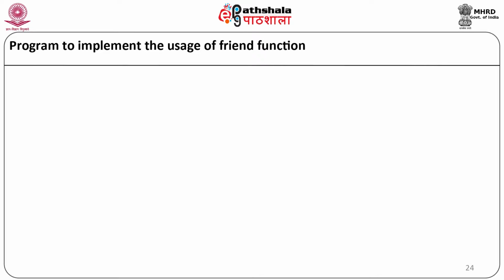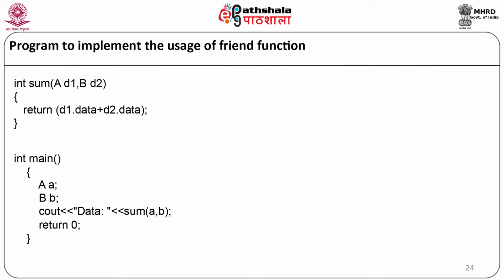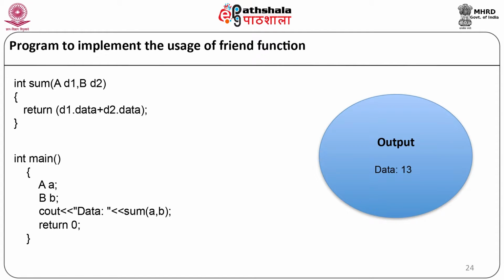It will be integer sum with arguments A d1, B d2, and then we are going to say return d1.data plus d2.data. Our function will end. Now we will start with our main program, integer main. We are going to declare the object of class A as AA, the object of class B as BB, cout data colon, the sum(A, B), return 0, and our main program will end. Now when the above code is compiled and executed, it will produce the result as data is 13.